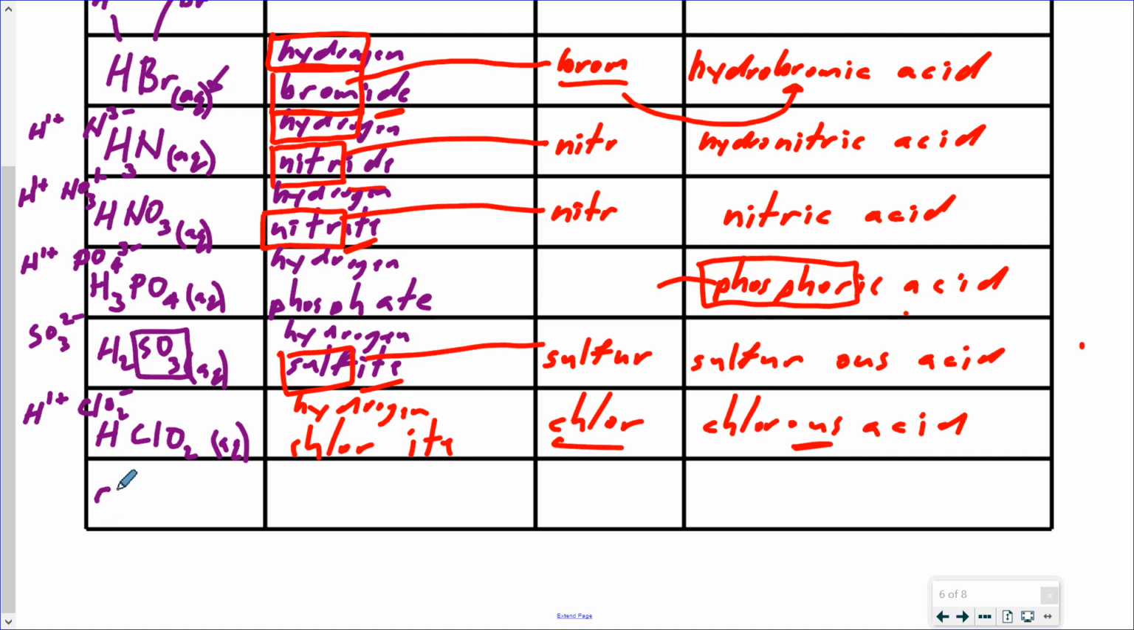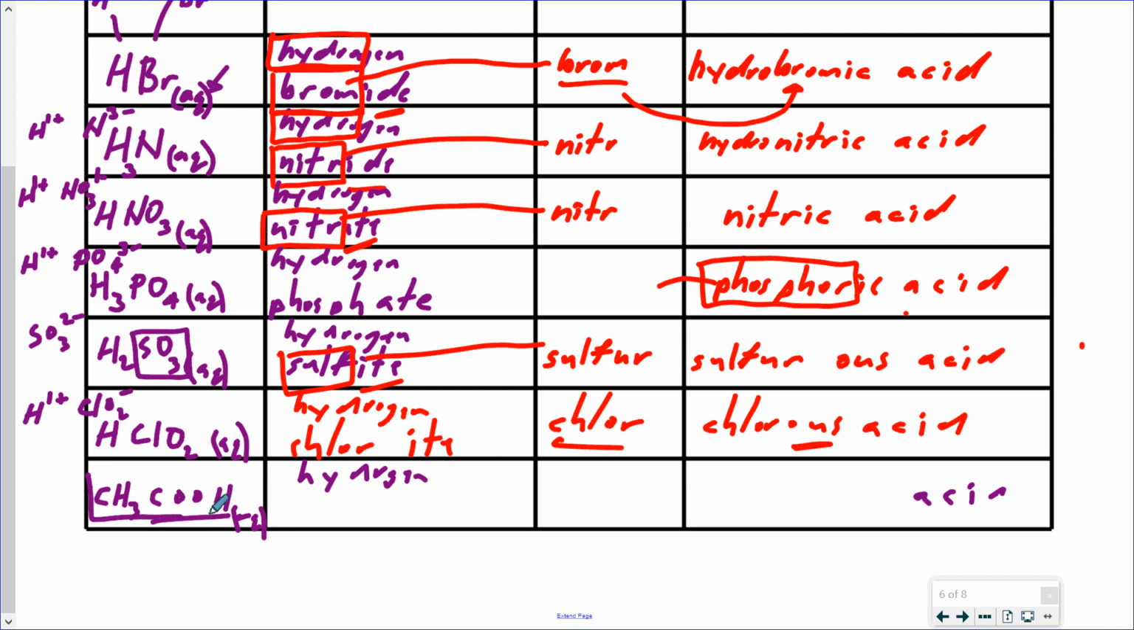So it is CH3COOH. So that's what you're looking for. It will be AQ. COOH tells you that it is an acid. So the ionic name is hydrogen something. What is that something?